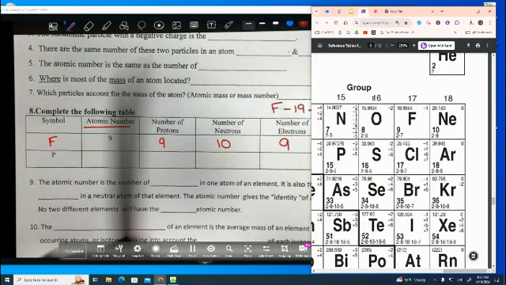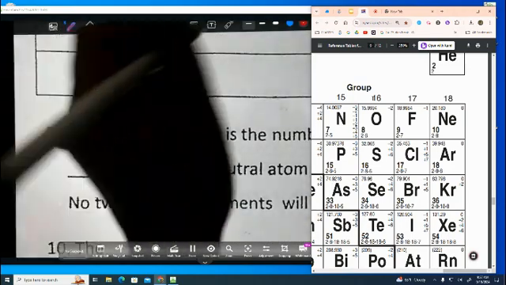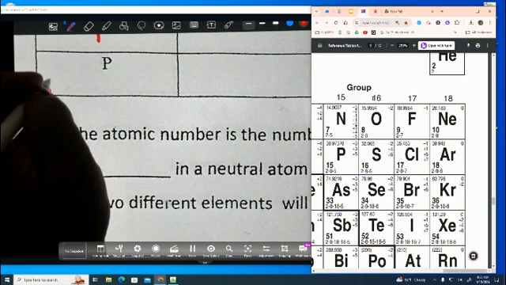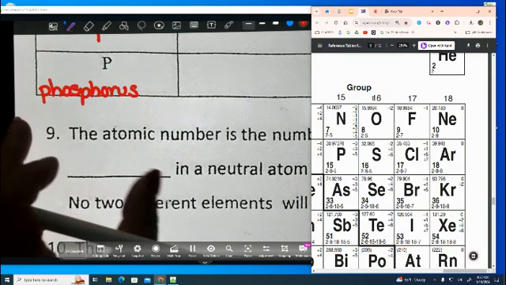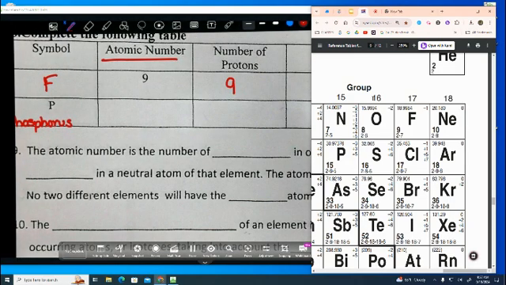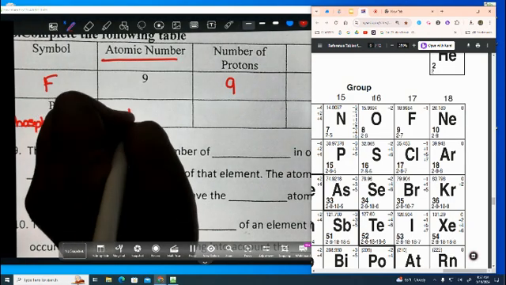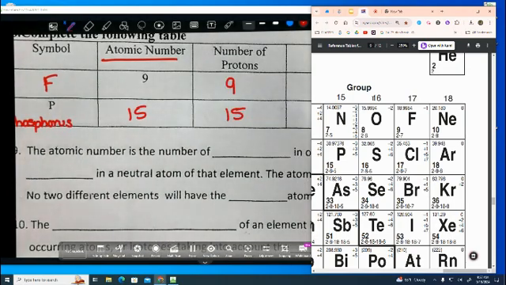All right, P. What element is P? Somebody said it out there. Phosphorus. Good. Phosphorus. I'm just writing it here so we know. What is its atomic number? 15. Which means it's going to have 15 protons. Nora, you got that? You know where it came from? Okay.